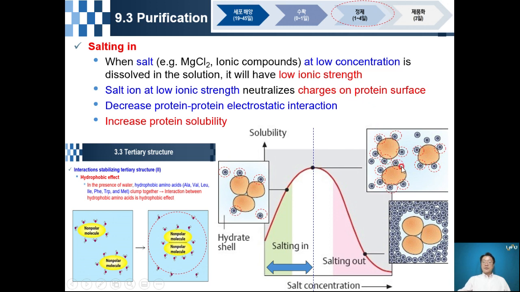When the proteins are clumped together, there are lots of protein electrostatic interactions. However, when this happens, it will decrease the protein electrostatic interactions. When proteins are clumped together, protein solubility is very low. But when this case happens, it will increase protein solubility. It's like this. So this is the salting in procedure.